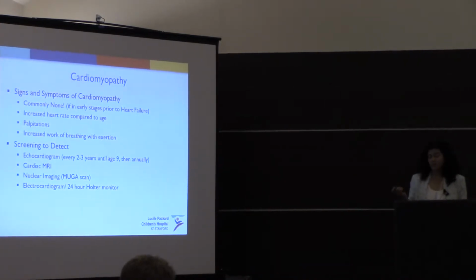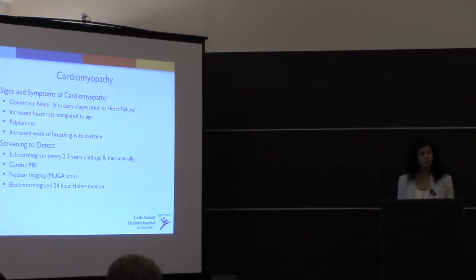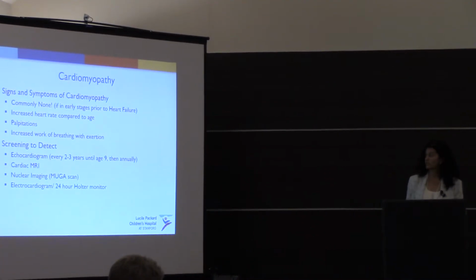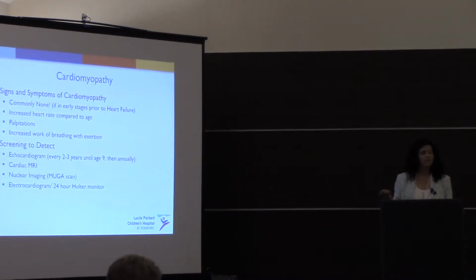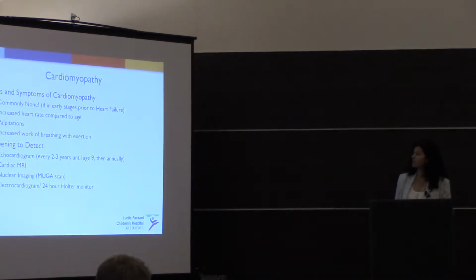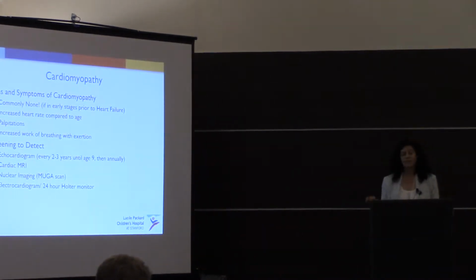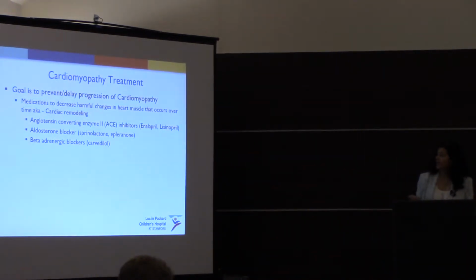And there are many different regimens on how to screen to detect these. Most common is echocardiogram, with a standard regimen being screening every 2 to 3 years until age 9 and then annually. There's lots of utility for cardiac MRI, and some programs use nuclear imaging studies, as well as monitoring for rhythm abnormalities with electrocardiograms and Holter monitors. And again, our goal is really to prevent and delay the progression of cardiomyopathy.